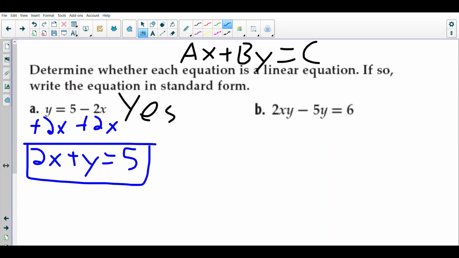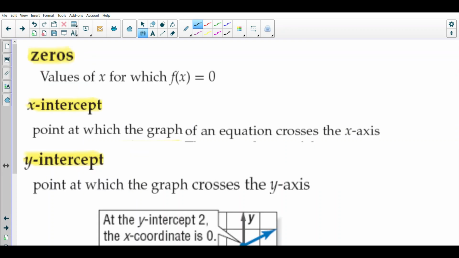So we're done. B, 2xy minus 5y equals 6. Well, looking very closely, we have an x times a y. That is not in standard form because there's an x times a y. We can't have that in standard form. So no, this is not a linear equation. So we're done. All right, then let's talk about some parts of the function themselves.